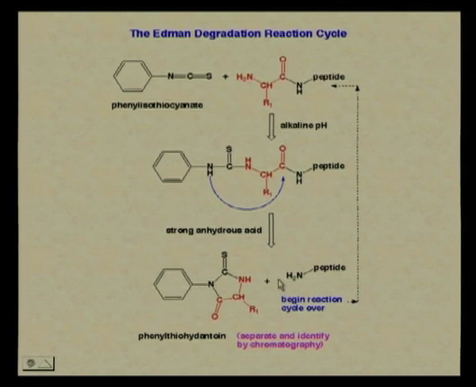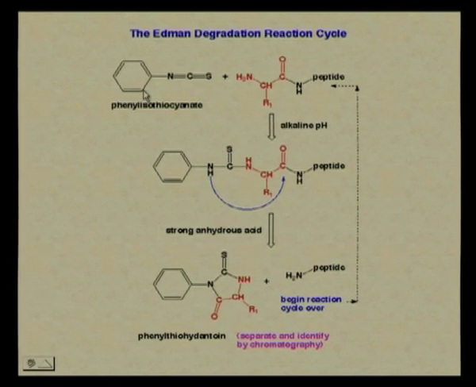Then what do we have here? We have the peptide with a new amino terminal. What does this do? This can then go through another cycle basically. When we have another cycle, what are we going to get then? We are going to get another hydantoin derivative with R2 and so on and so forth.